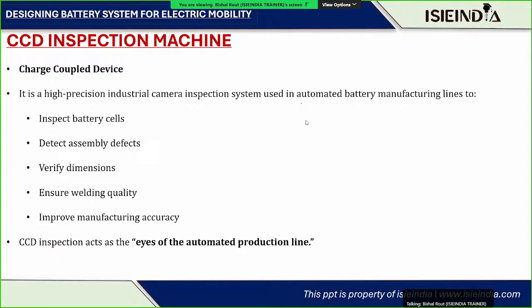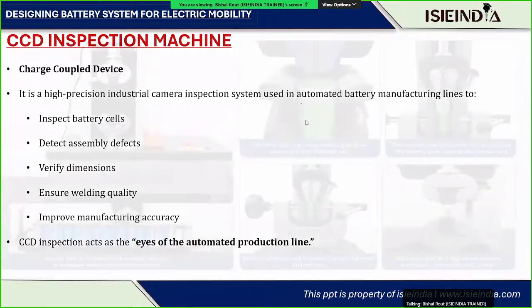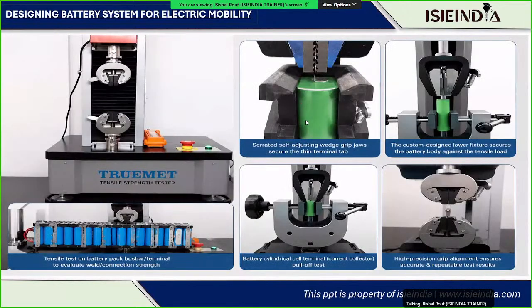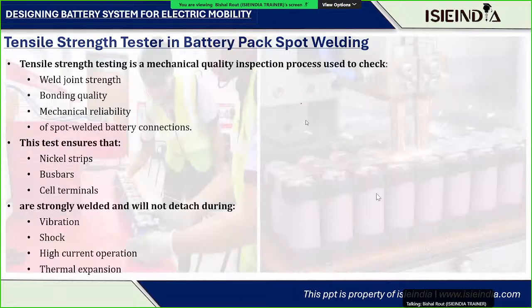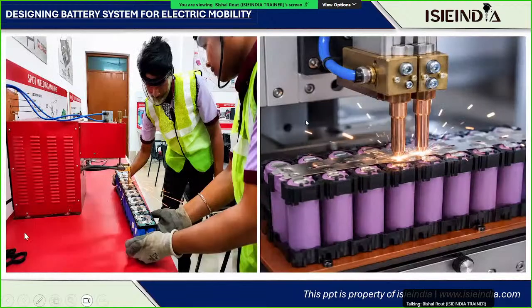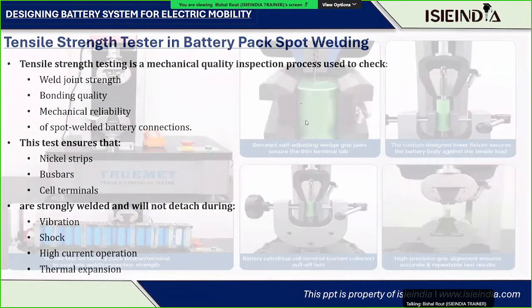In EV battery manufacturing, thousands of cells and weld points exist inside a single battery, right? What do we mean by the weld point? This is one weld point. You can see, likewise, they are doing the weld points. This is another weld point. Third, fourth, 5, 6, 7, 8. This is a 48 volt and 12 ampere hour battery pack. A bigger one is a 60 ampere hour or 100 ampere hour battery pack. So you can find how many weld points there are.